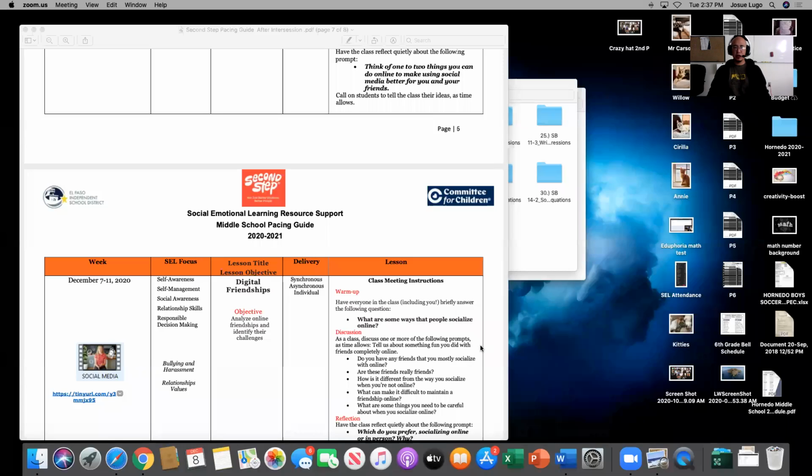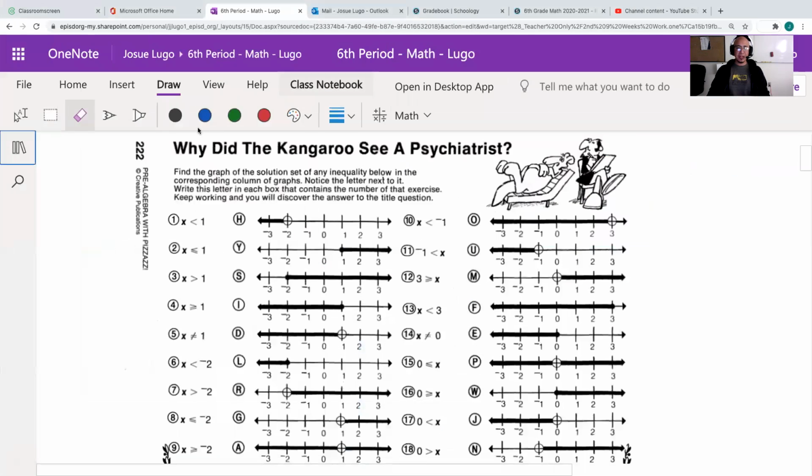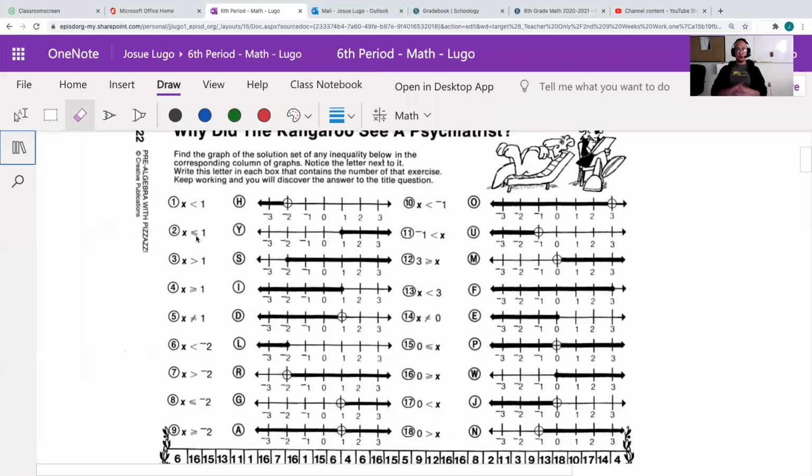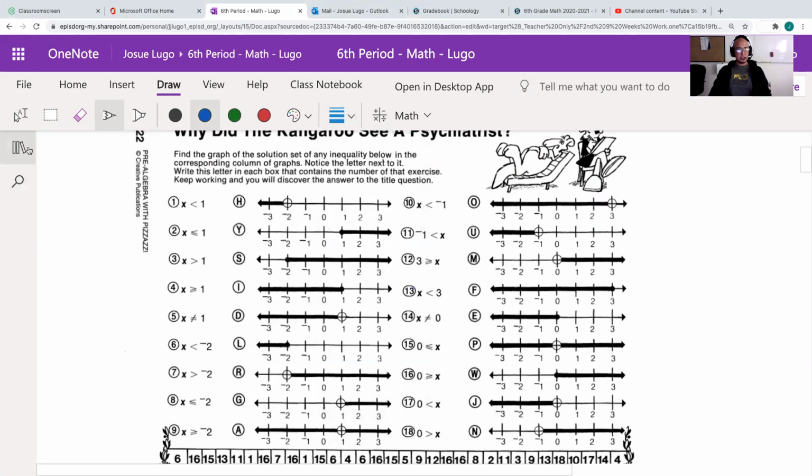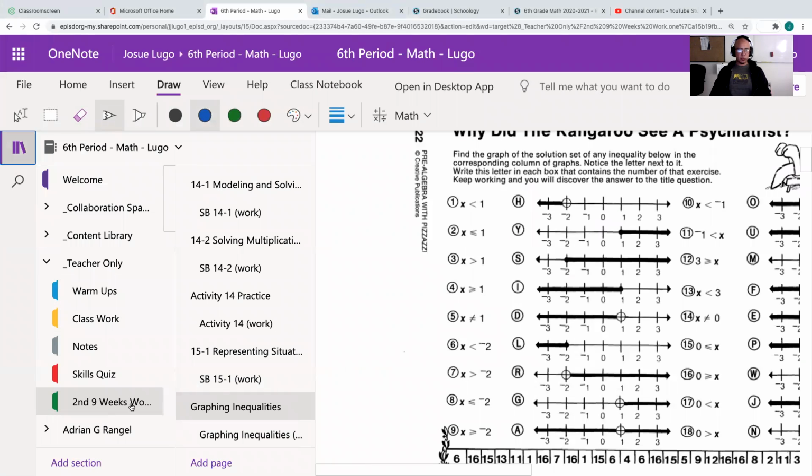Today, our goal was just to practice how to graph inequalities, how to graph the solution of inequalities. And so let's just get right into it. This is found in OneNote, obviously. It is called, so if you go to second 9 weeks work, scroll down to graphing inequalities.